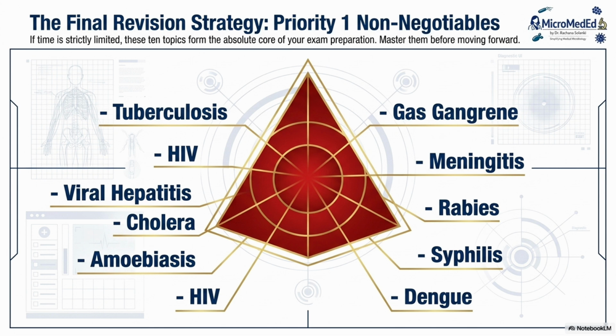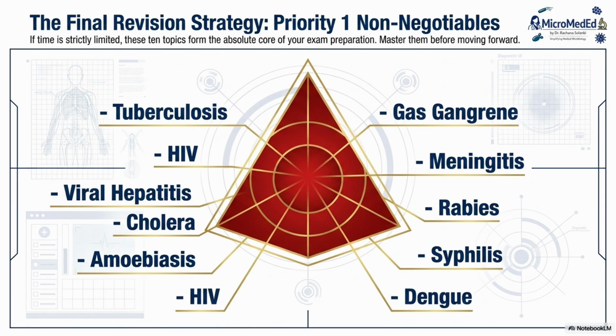Now as promised, this is the final revision. So we have divided the list of topics into 3 categories. Priority 1, that is non-negotiable. You must read this, you must learn this and you must be able to write this. Without that you cannot pass. If you don't remember this, if you are not able to prepare this, you cannot pass.